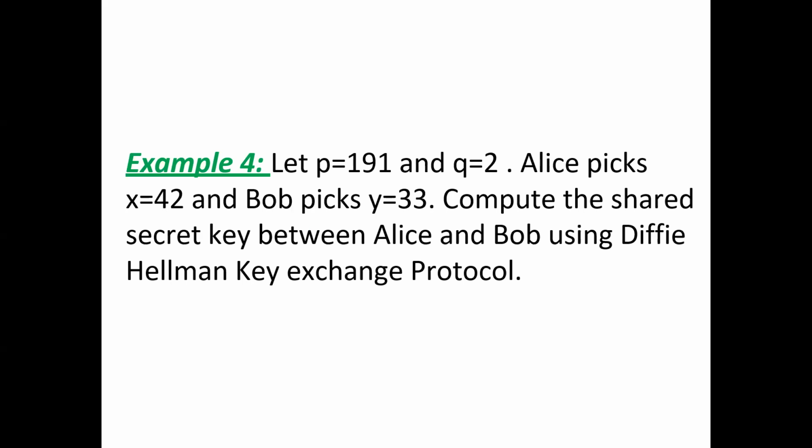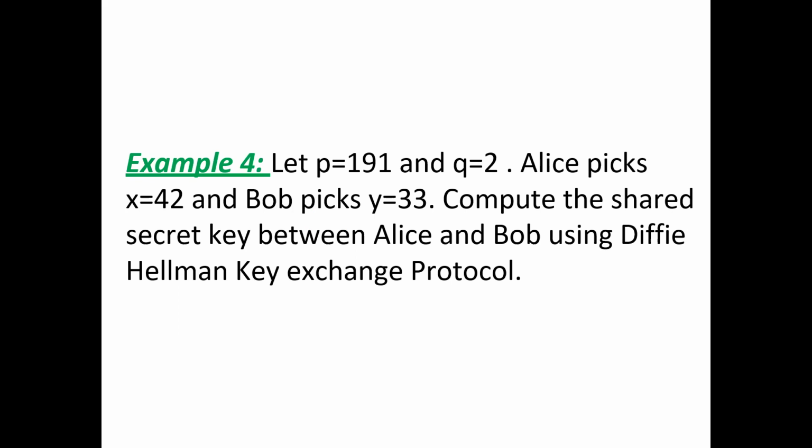First, you need to find the partial keys: at the sending end, G raised to a mod P, and at the receiver, G raised to b mod P. After that, you compute the shared secret key, which is G raised to a into b mod P. Here the generator or base value is not explicitly given, so you can take base value G as 2.